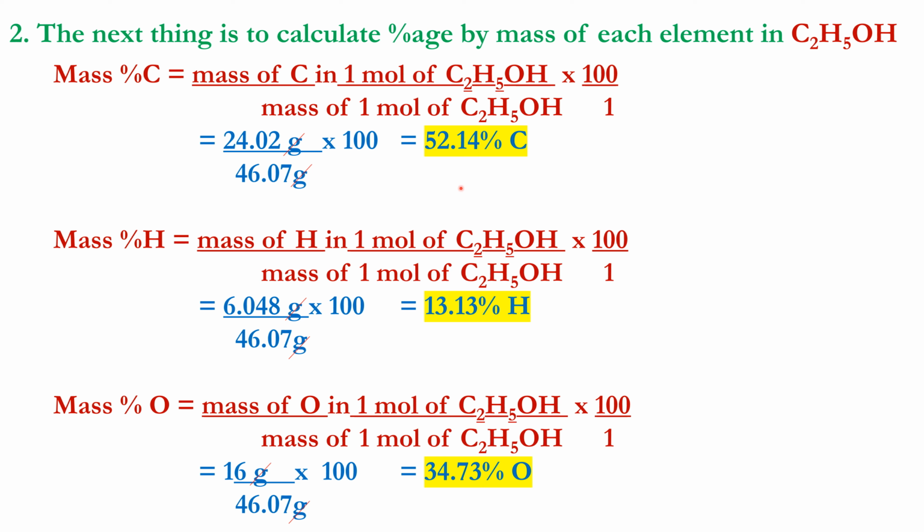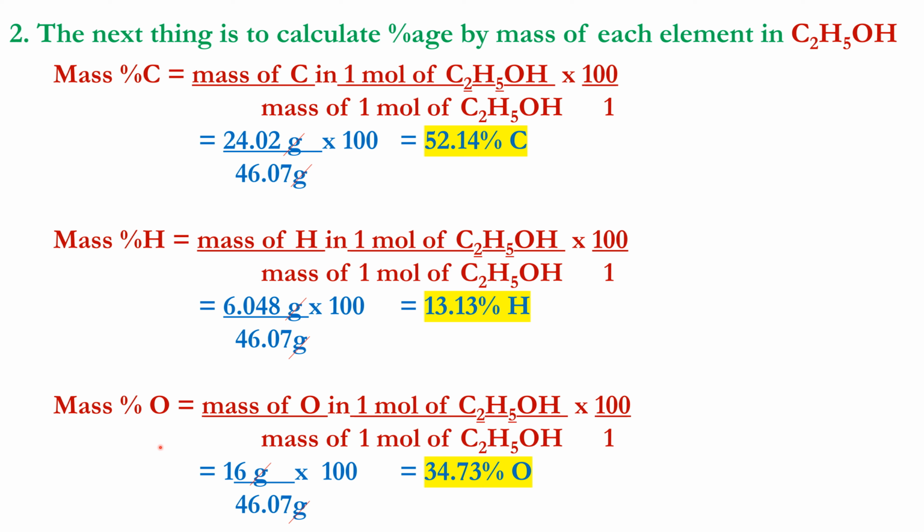So using the same formula that we use for carbon, we put the value that we calculated for mass of hydrogen in 1 mole of ethanol, which is 6.048 gram. We divide that by mass of 1 mole of ethanol, which is 46.07 gram, that we calculated from the previous slide. So this gram will cancel this gram, and our answer will be 13.13% hydrogen. We do the same thing for mass percent oxygen.